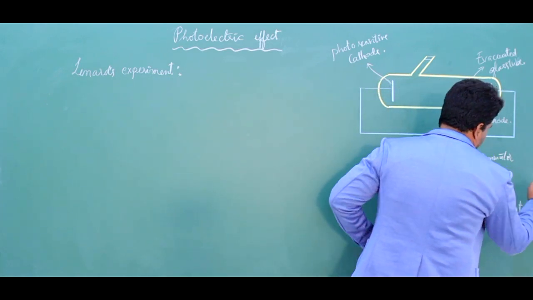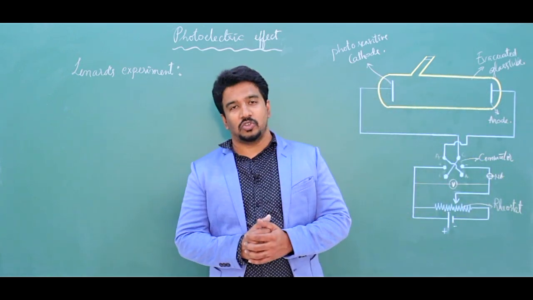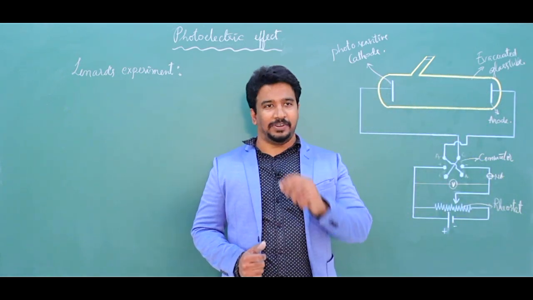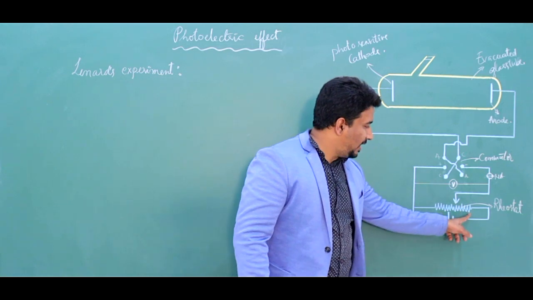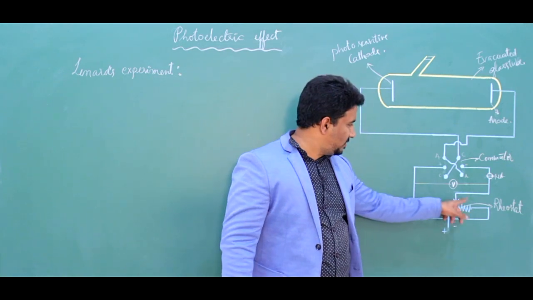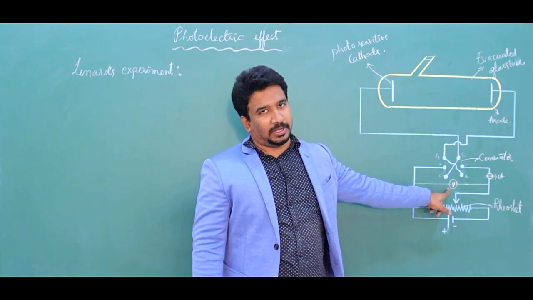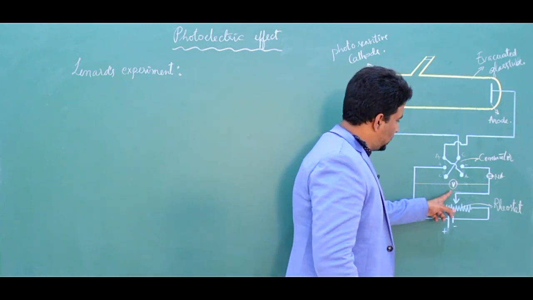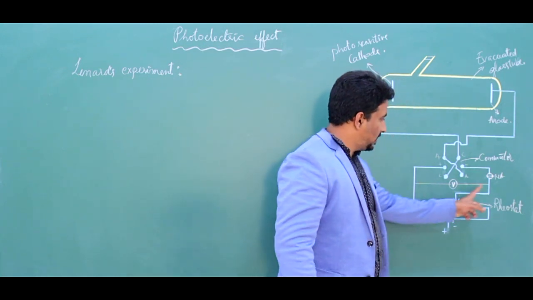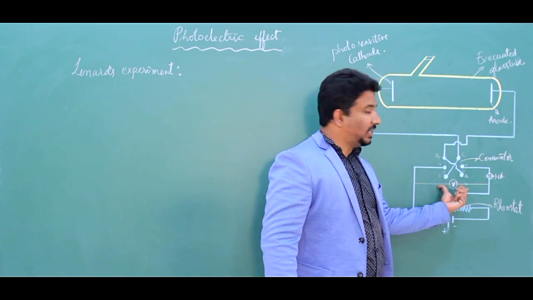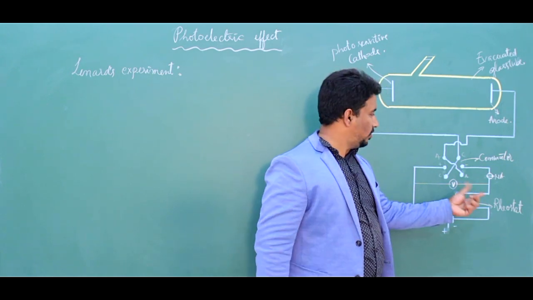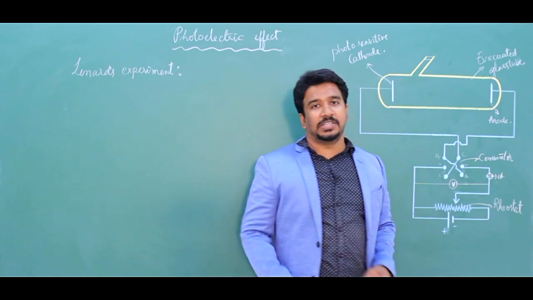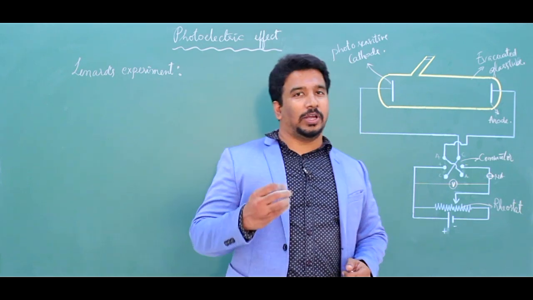Sir, what is this rheostat? See, in the rheostat we can vary resistance. By varying resistance, we can change the potential difference. Am I clear with this? Now, this is the voltmeter which gives us the potential difference across anode and cathode. And this is an ammeter which is used to study the photoelectric current.